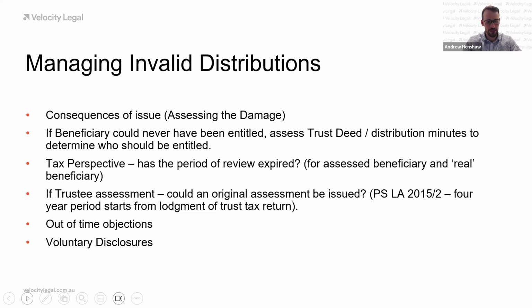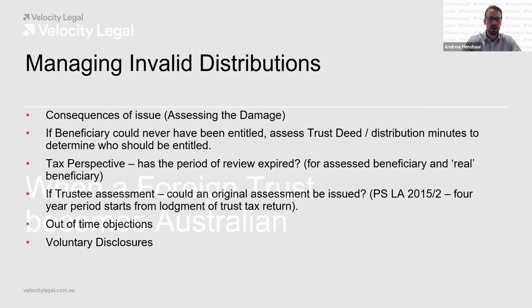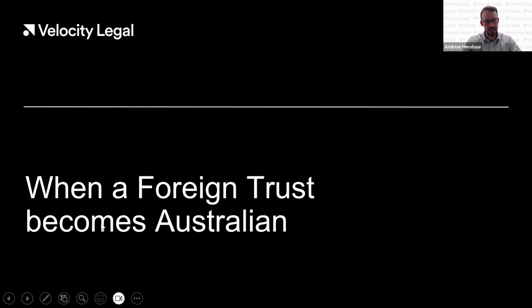All right, I'm going to move on to the next little topic, which is when a foreign trust becomes Australian. This is something that might not come up every day, but there are a number of jurisdictions that do trusts and do lots of trusts. So you might have a situation where you've got someone who's foreign who's become Australian and who's brought a trust with them.